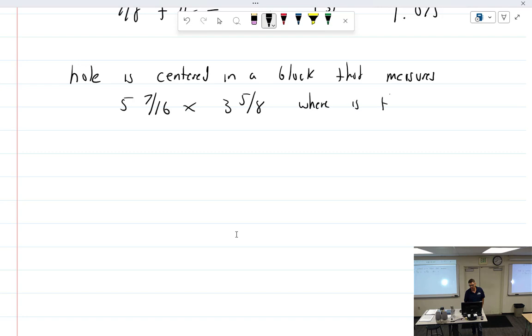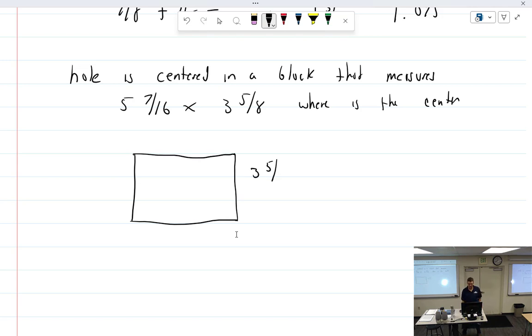Where is the center? All right, let me think. Sometimes I write this stuff down and I'm not sure what they're asking. So let's just say a block, not to scale, is 3 5/8 by 5 7/16. I think this is what they mean. Where is the center of the hole? Well, how would we figure that out?